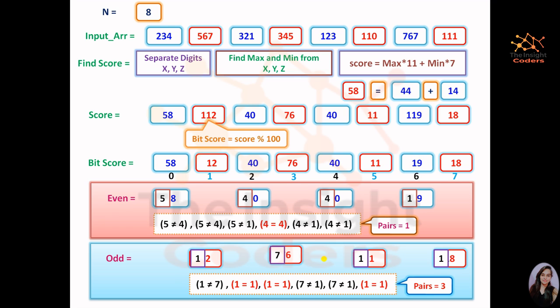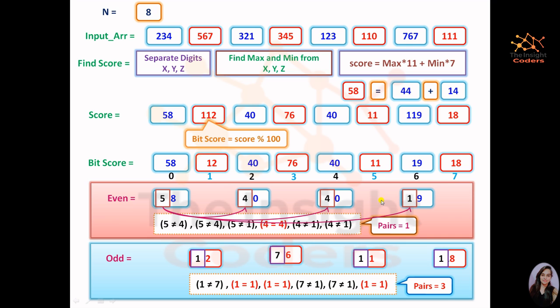Next task is to find the pairs among these MSBs. Now what's that? What you need to do is make the pair of 5 with all the MSBs in the even list. That means 5 with 4, 5 with 4 and 5 with 1. 5 is not equal to 4. Again 5 is not equal to 4 and 5 is not equal to 1. That means till now we haven't got any pair which are equal.